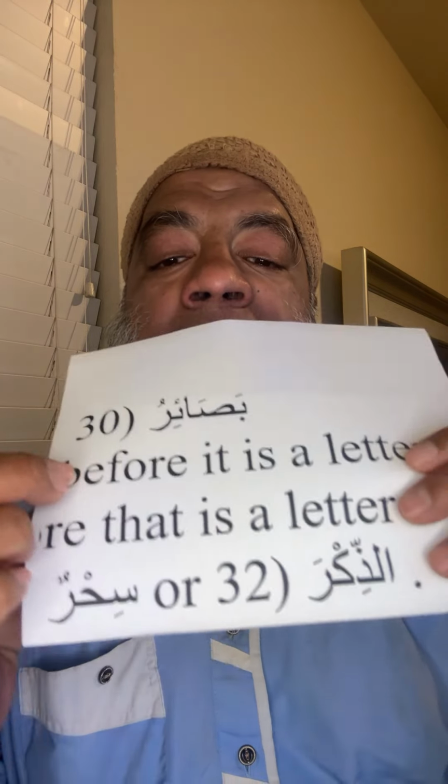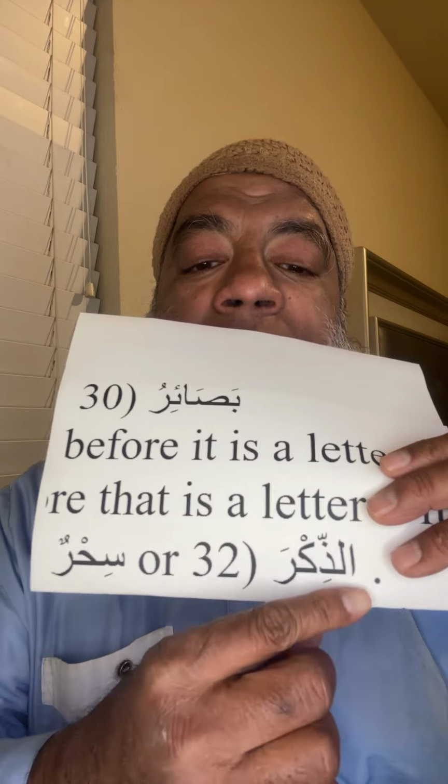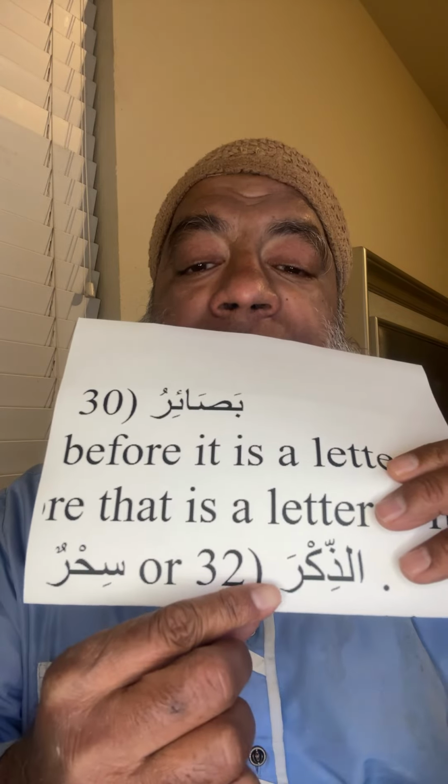And the other examples here, like basair, you stop on it, it becomes a sakoon, the letter before it is a kasra, so it's thin. And then over here, when you stop on it, sihr, the two letters before it is a kasra, so you pronounce it thin. And dhikr, the two letters before it is a kasra, so you pronounce it thick. Well, you pronounce it thin, I'm sorry, dhikr.